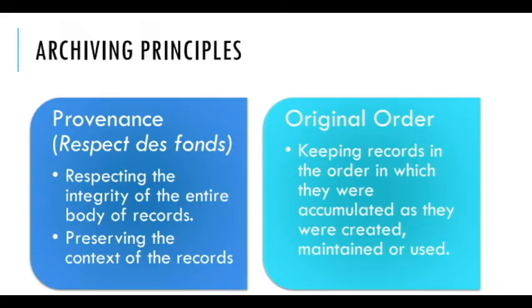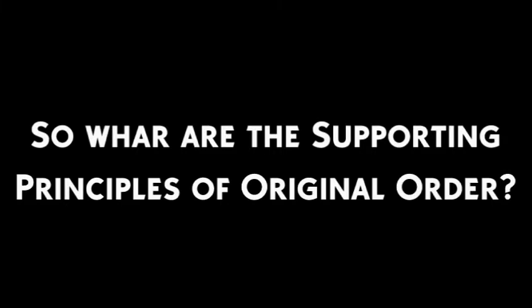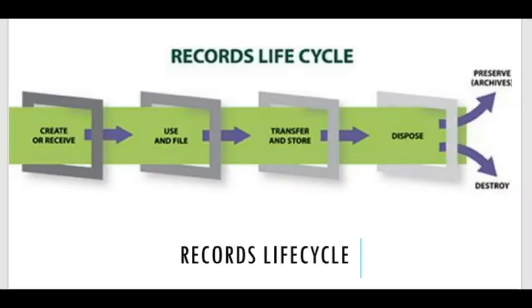Next, let's move on to the principles in archive. Provenance, or respect des fonds, refers to respecting the integrity of the entire body of records. Next is the original order, which refers to keeping the records in order. So, what are the supporting principles of original order? Create and receive, use and file, transfer and store, dispose, preserve, and destroy.